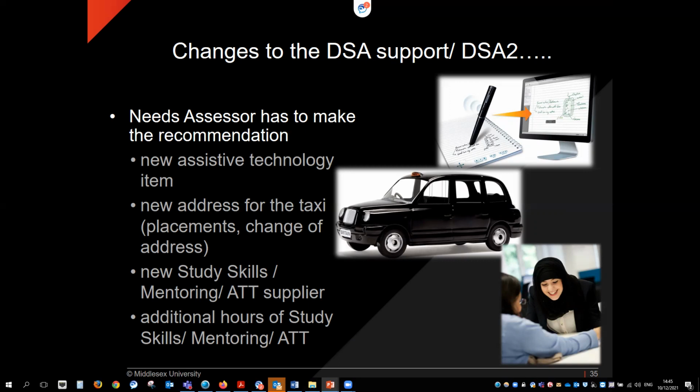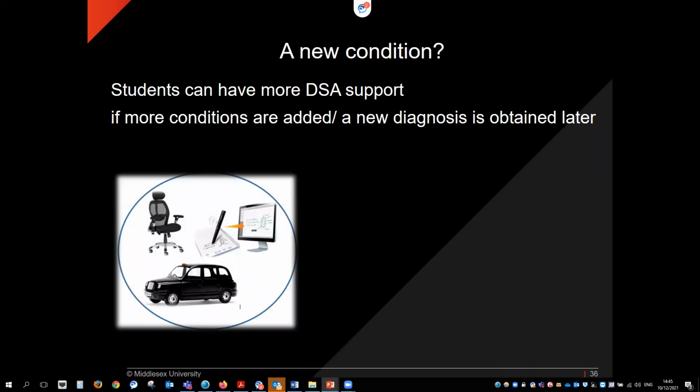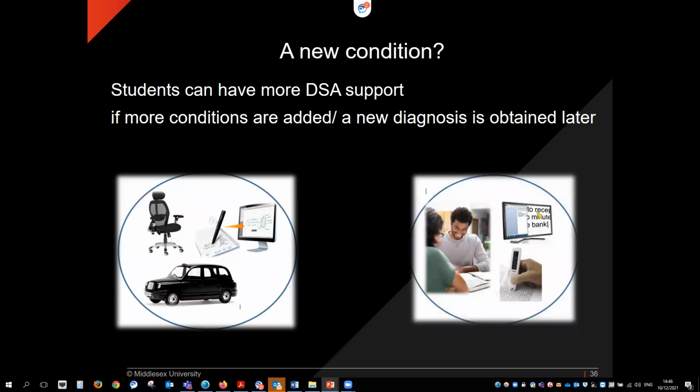Now, there are cases when a student, for example, has been approved and assessed for one condition. Let's say they've been approved for a mobility difficulty, and we've put in recommendations for them. These are already approved, and the student has received their chair. They're taking the taxi. They're using some of the assistive software. I mean, the assistive software has been recommended to them. But now the student has been diagnosed with dyslexia, and they've sent this medical evidence to Student Finance England. They can receive additional help.